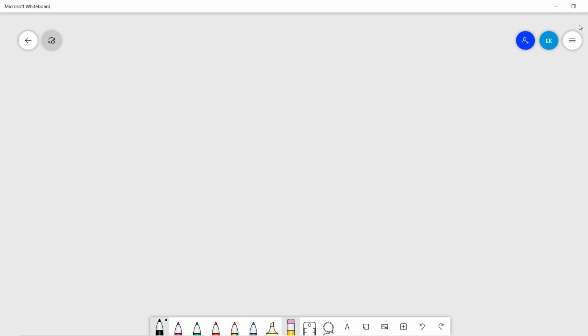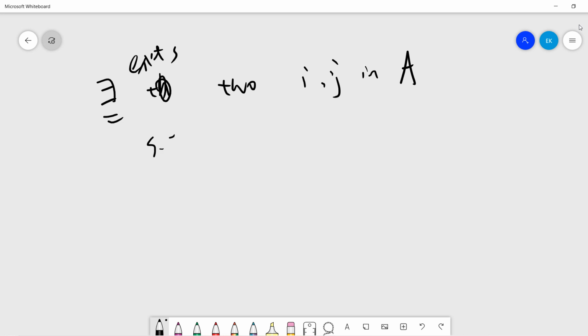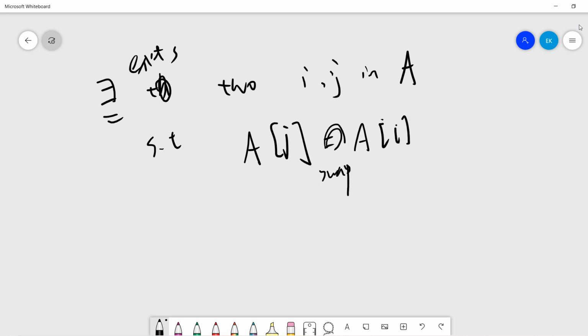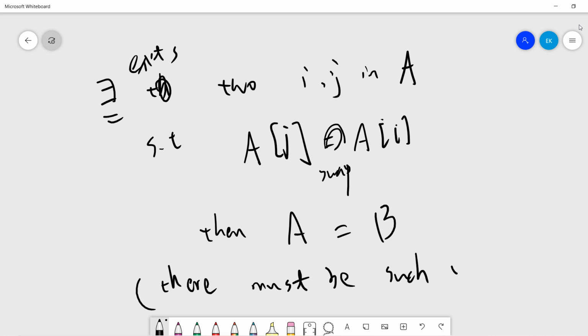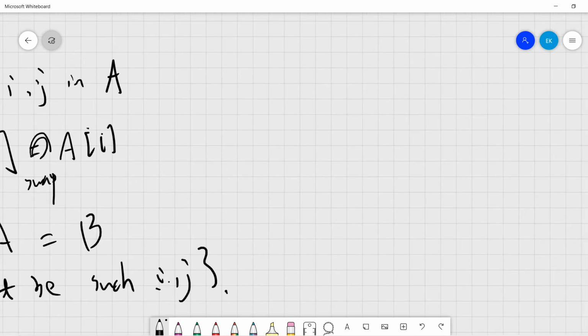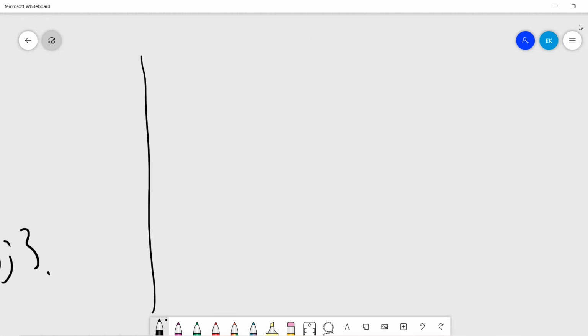So basically the key is that there must exist two indices, i and j, in string A, such that if A of j is swapped with A of i, then A will become B. The definition is that there must be such i and j. Okay, so this is the definition, and now we can write down the pseudo code.